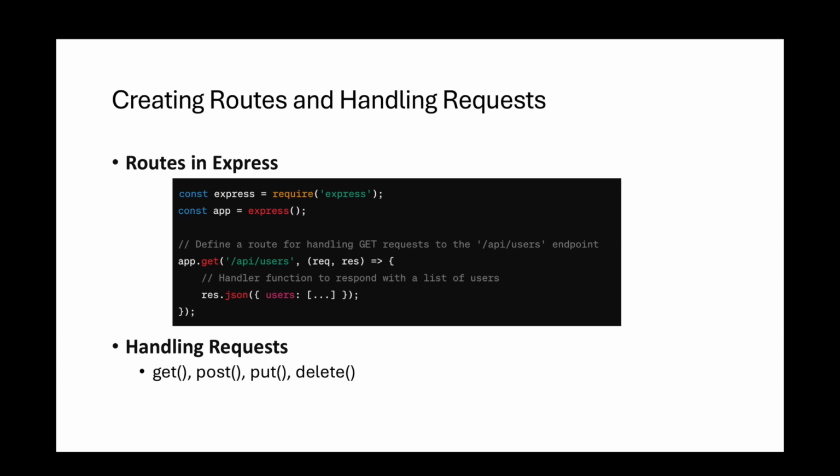Routes in Express define the endpoints, URL paths and HTTP methods that clients can use to interact with the server. Each route typically consists of a URL pattern and a handler function that is executed when the route is matched. Example: const express = require('express'), const app = express(). Define a route for handling GET requests to the /api/users endpoint: app.get('/api/users', (req, res) => a handler function to respond with a list of users, res.json(users).